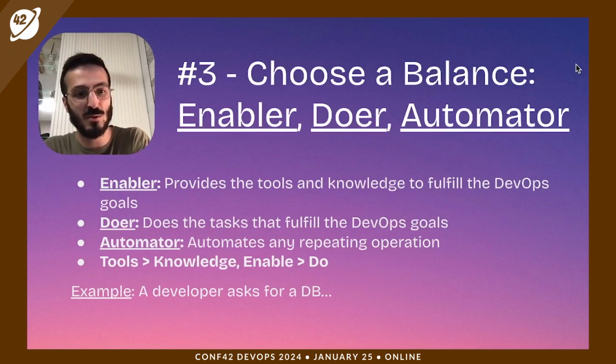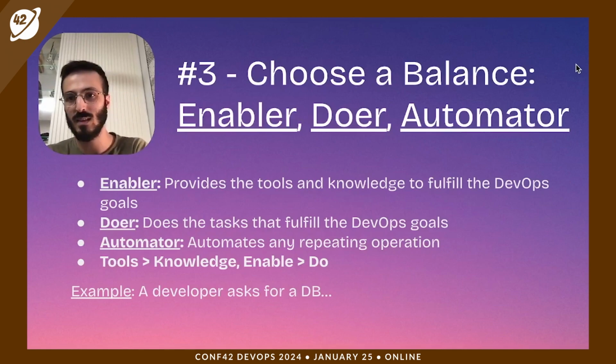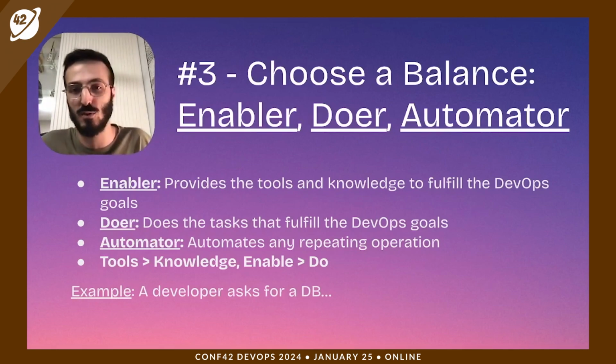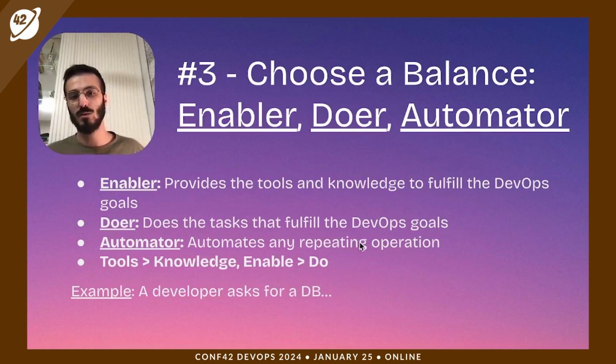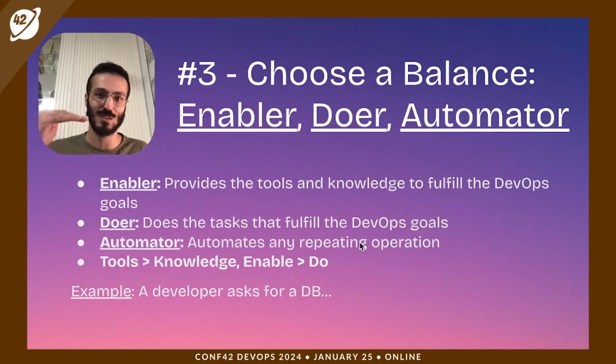Okay. Automator. So automating any repeating task. This means you're taking some of the stuff that you did and you automate it. This is before enabling it for someone else. Let's take the example. A developer asks for a DB. An enabler gives them a script or some tool to create the database. The doer just creates the database, goes into the UI, clicks some stuff, and gets the database. The automator will create a script and use it himself. So that's one step before the enablement.